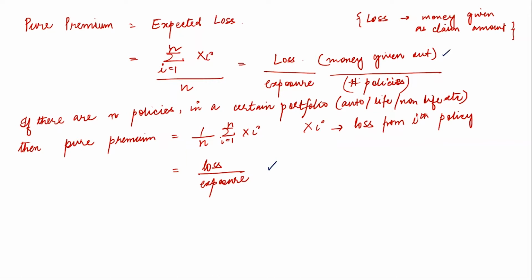So think about it like this. Today you decide to start an insurance business. You start insuring cars, and you say, okay, I want to insure 100 people. What should be the pure premium, the minimum premium that you want to charge? How do you get to that? The premium that you charge should cover all the claims that will come to you. Yes or no?